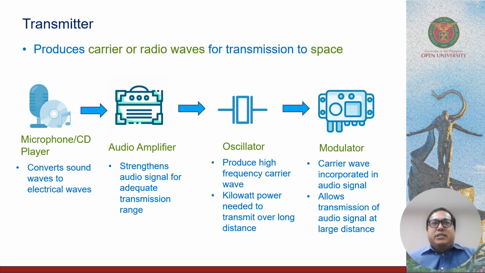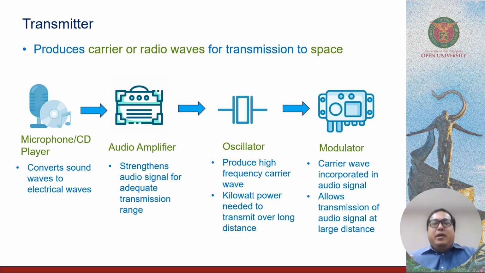Next, once it is strengthened, it has to go through what we call an oscillator, where it produces a high frequency of carrier waves so that it can be easily transmitted. In order for us to have a wide range of transmission of these carrier waves, kilowatt power is needed in order for it to be transmitted at a wider range.